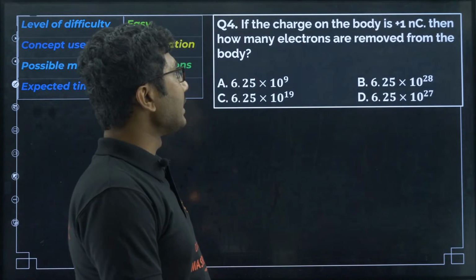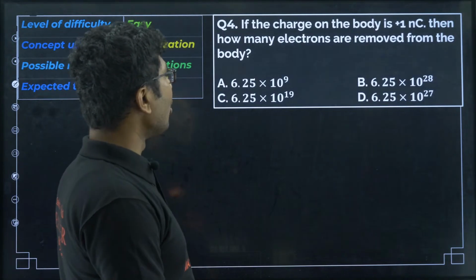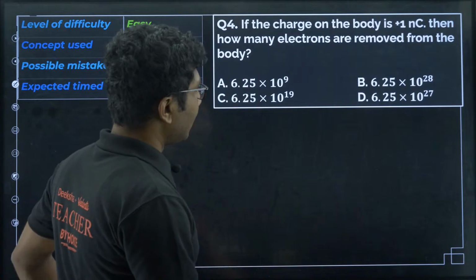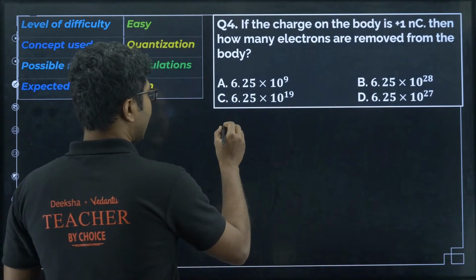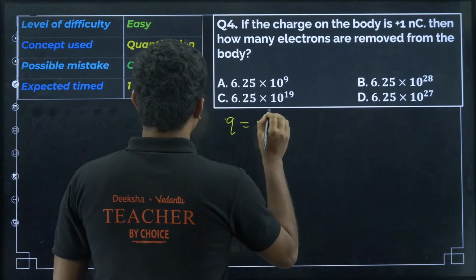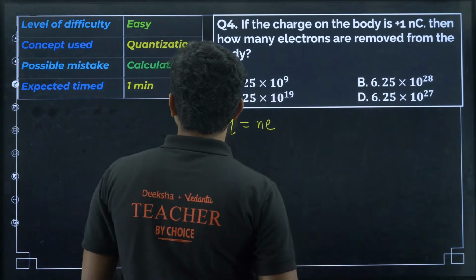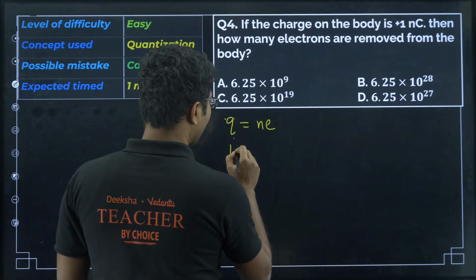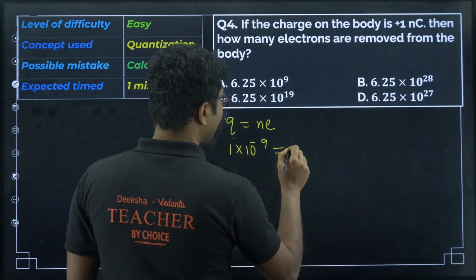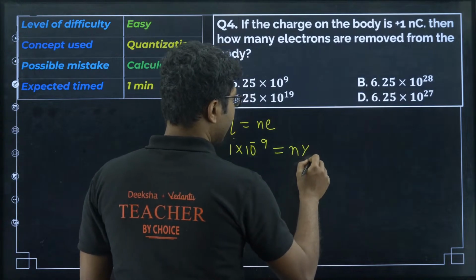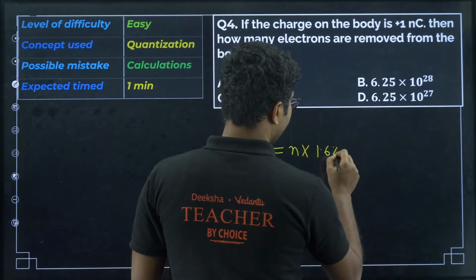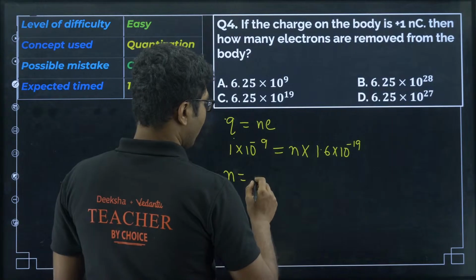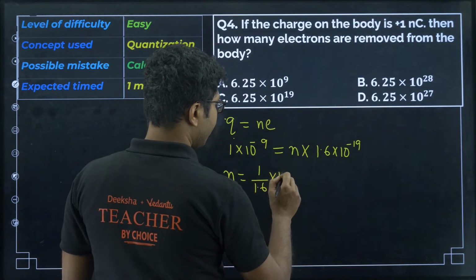If the charge on the body is plus 1 nanocoulomb, then how many electrons are removed from the body? Easy question. So we know that Q is equal to NE. Conceptually, quantization of charge is involved. Q is given as 1 nanocoulomb, which means 10 to the power of minus 9. N we don't know. E is 1.6 into 10 to the power of minus 19. So N equals 1 by 1.6 into 10 to the power of 10.